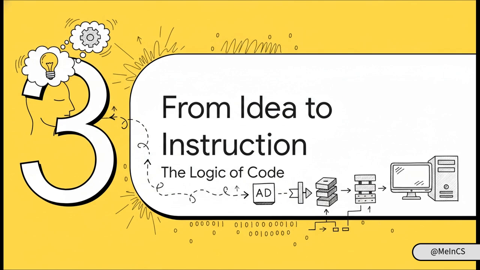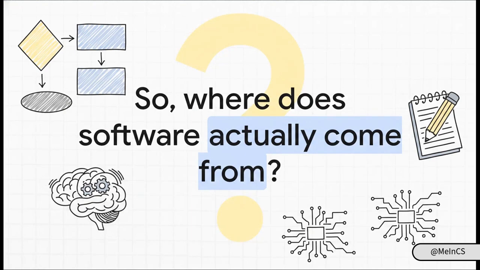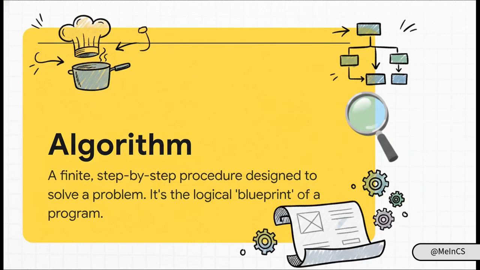Okay, so we know what software is, but how does it happen? How does a human idea turn into an instruction that a machine can actually follow? Well, believe it or not, it all starts way before a single line of code is written. It starts with logic. A developer needs a plan. And that plan is called an algorithm. The best way to think about it is like a recipe. Seriously, it's a clear, step-by-step set of instructions for solving one specific problem. It's the logical blueprint that exists completely separate from any programming language.